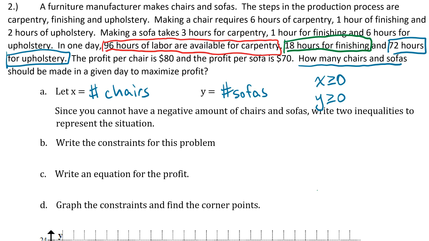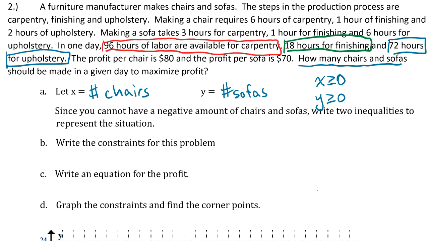So those are the things that we can't pass up at all. All right, we have to stay under those. It's okay if we don't use all of it. That's perfectly fine, but we just can't go over. All right, so let's look at each of these individually. So first off, 96 hours for carpentry.